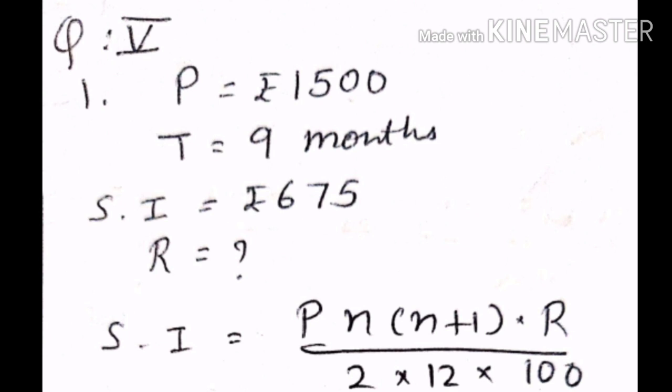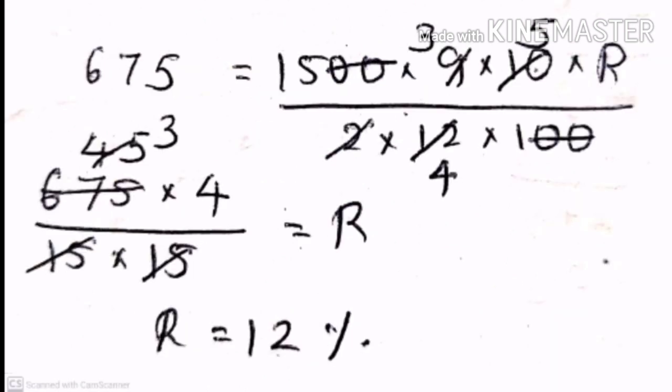we will place all the values we are having: instead of SI, 675, then principal 1500, then n is the number of months, that is 9, and n plus 1 is 10, and r we don't know. So now whatever cutting on the right hand side is possible, you have to cut, and then whatever is left we will take on the left side accordingly, crossway. So we get our rate of interest as 12%.